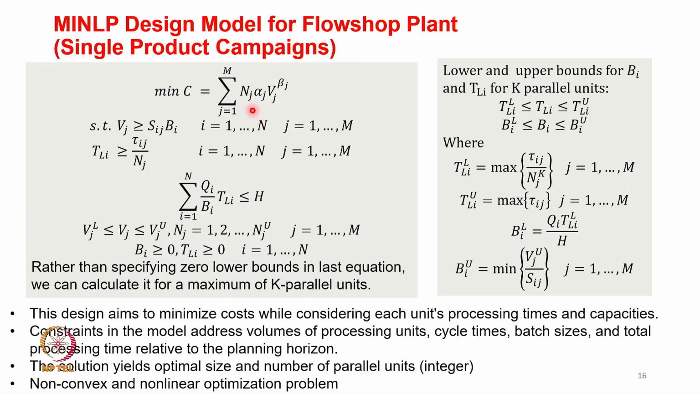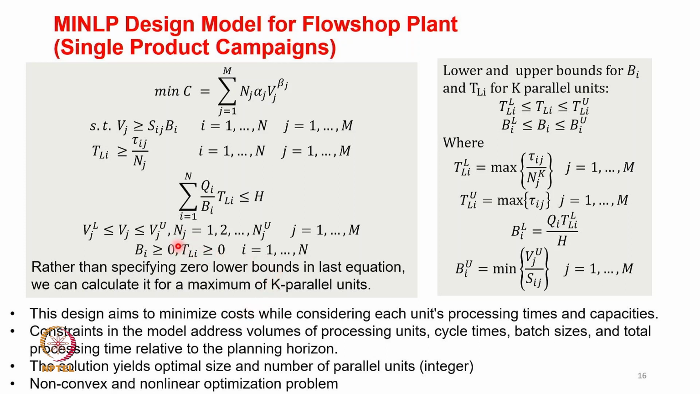The total cost is, as we have seen, the sum over all j of alpha j Vj power beta j, and you have the volume constraints, and TLi should be greater than tau ij by Nj. Total time and horizon: the sum of Qi by Bi times TLi, which of course is theta, should be less than or equal to the total horizon time, and you have constraints on the volume, and your B and T all should be greater than 0.